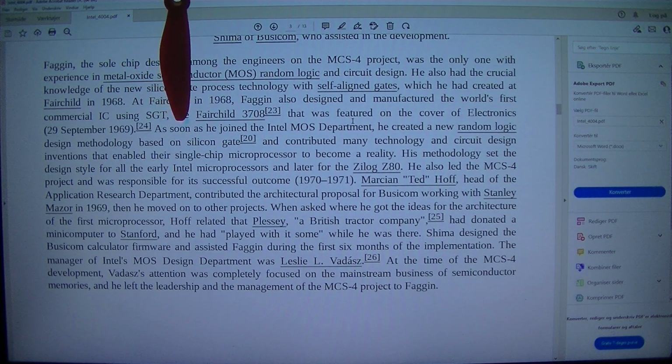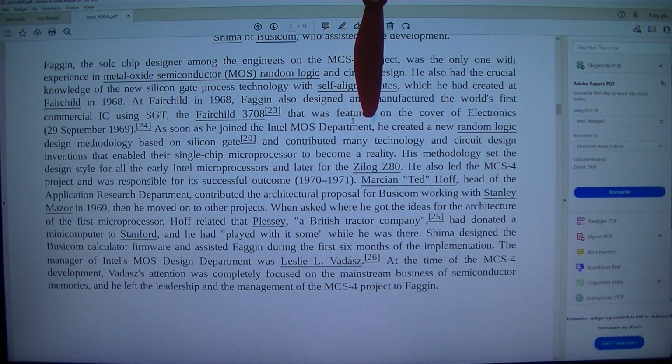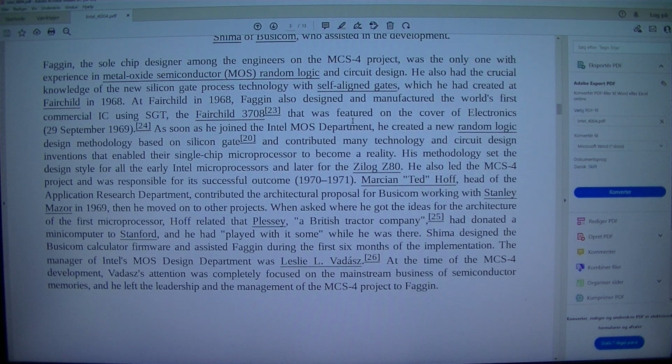As soon as he joined the Intel MOS department, he created a new random logic design methodology based on silicon gate, and contributed many technology and circuit design inventions that enabled their single-chip microprocessor to become a reality.